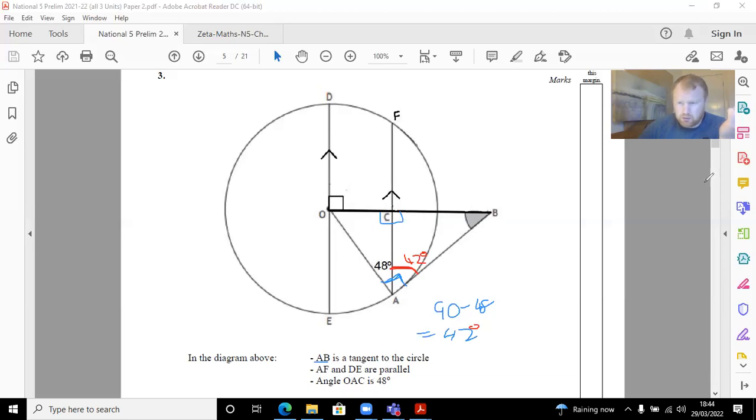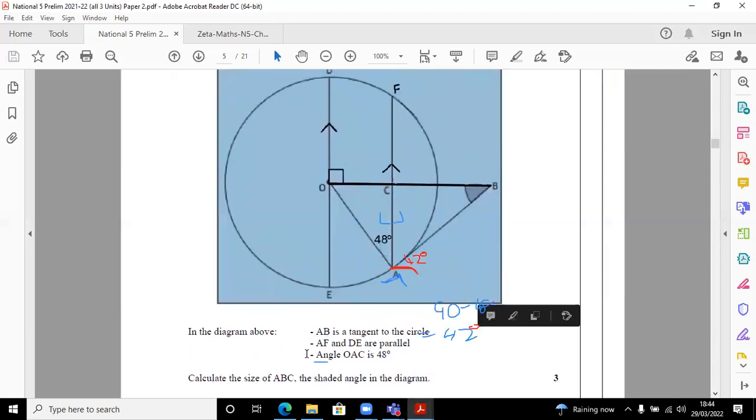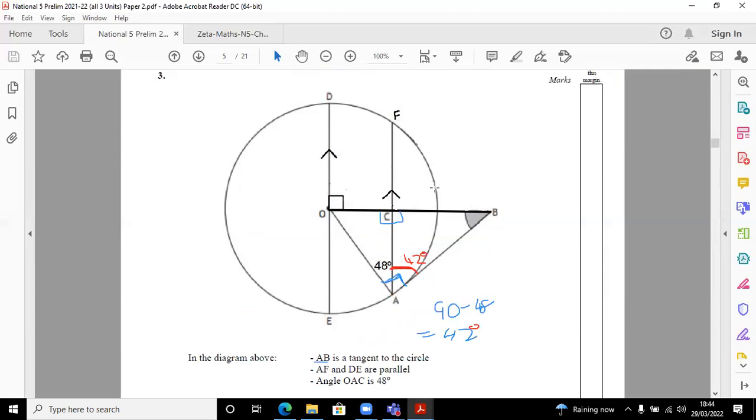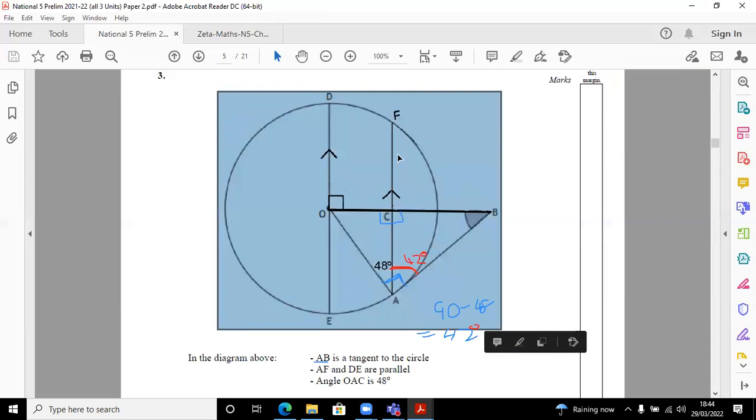Oh, I'm not reading the question, that's all. Why is that not allowing me to scroll? Oops. No. Calculate angle ABC. Okay, so that angle there.